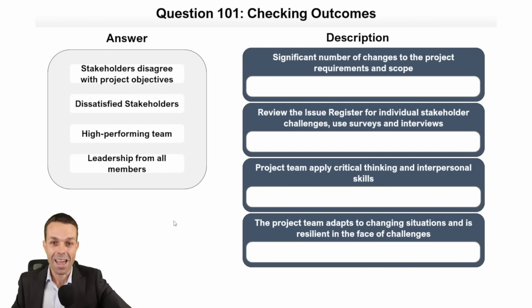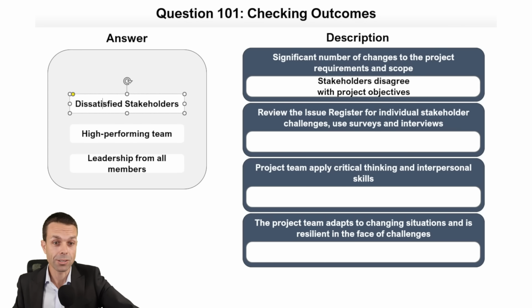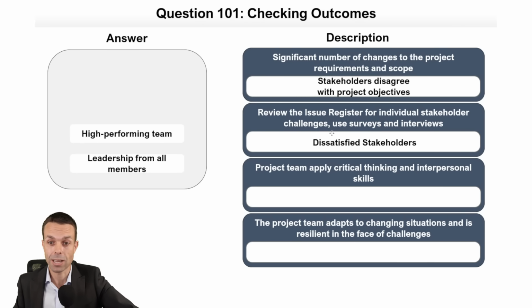All right, checking outcomes. A significant number of changes are happening to the project requirements and scope. Okay, so what's the scenario that's leading to these issues? If we've got a lot of changes to the requirements and scope, stakeholders disagree with the project objectives. Let's put that in there for now, and we can always change it. Review the issue register for individual stakeholder challenges and use surveys and interviews. That's going to be dissatisfied stakeholders.